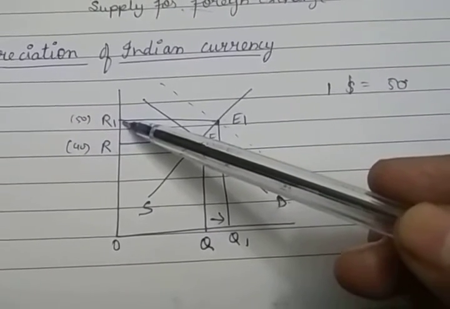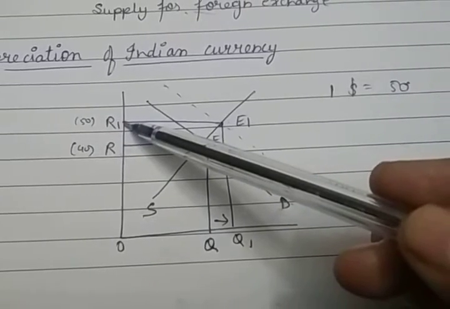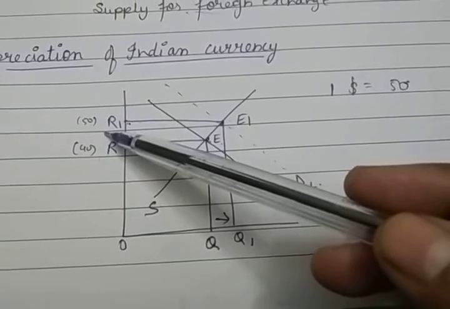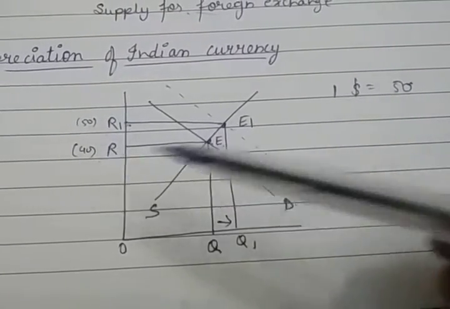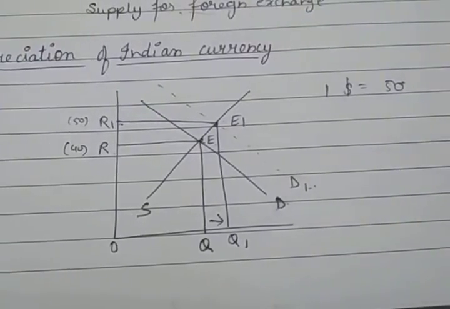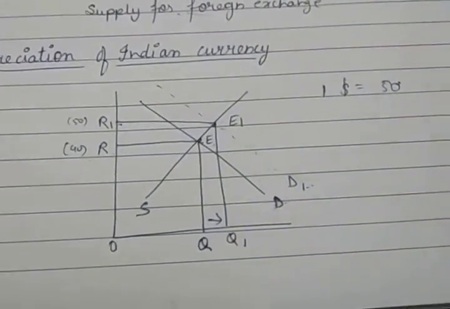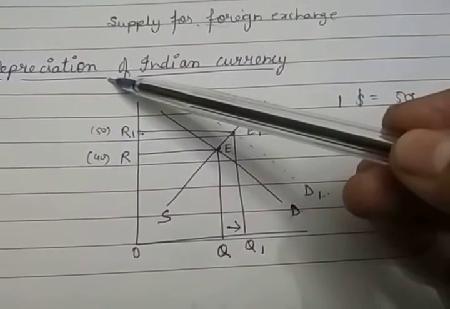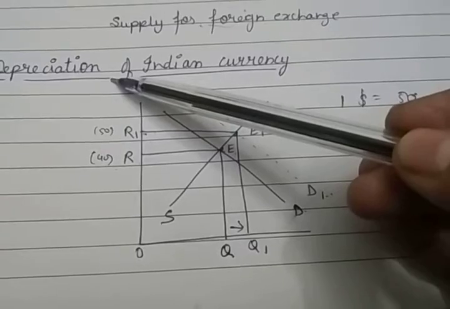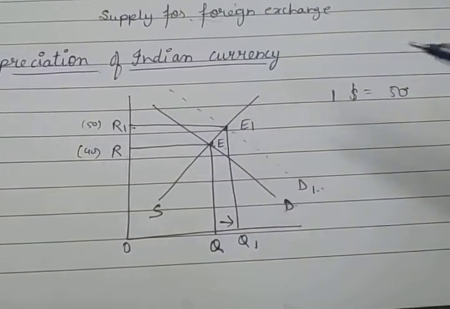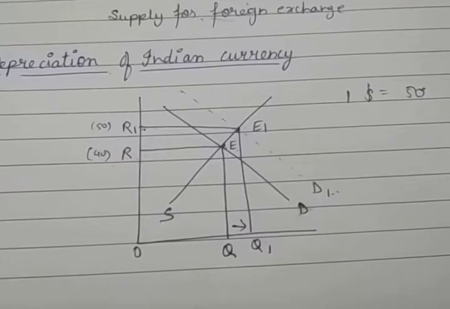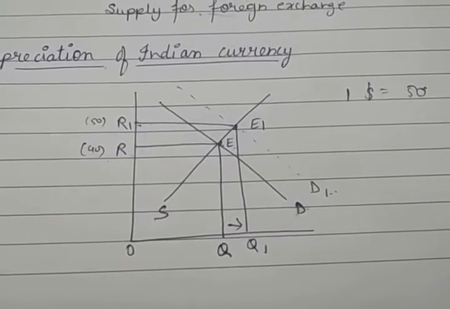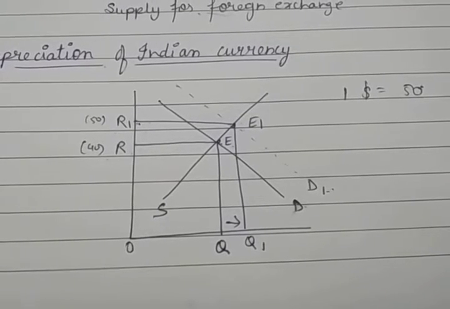So it means $1 can be exchanged for more rupees. Earlier 40 rupees was exchanged for $1, but now it's 50 rupees. So with the same amount of dollars, more goods can be purchased from India. So it means at the time of depreciation, India's exports can be increased. It means exports to USA have become cheaper. Now it may result in an increase of exports to USA, because with the same amount of dollars, more goods can be purchased from India.